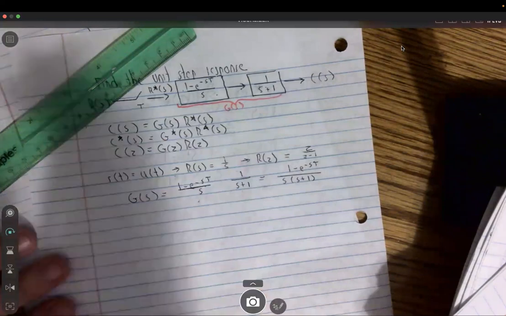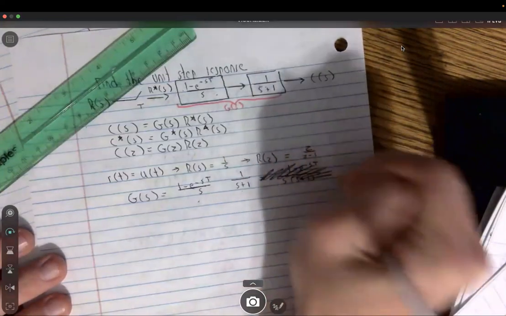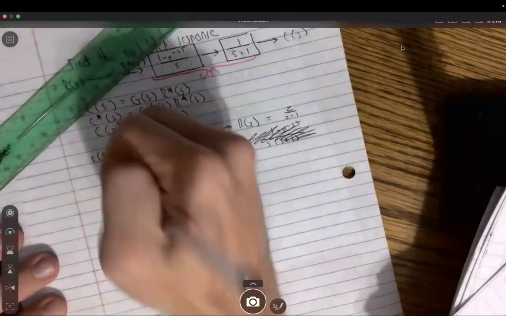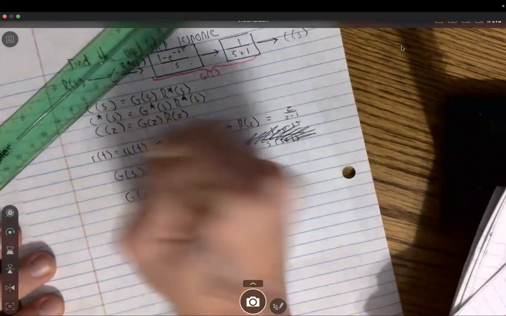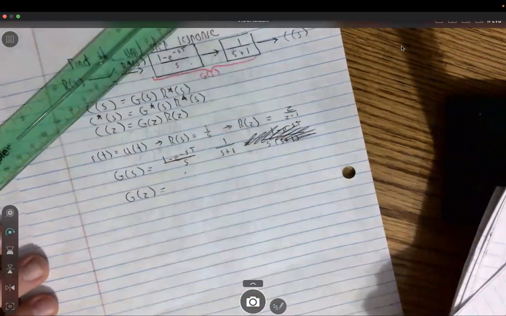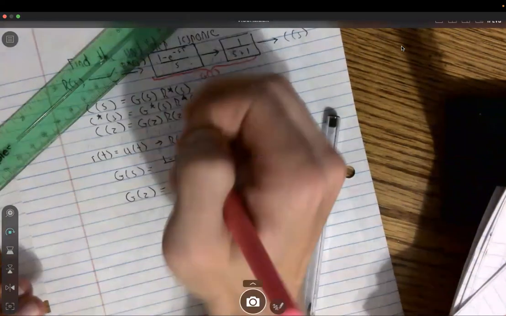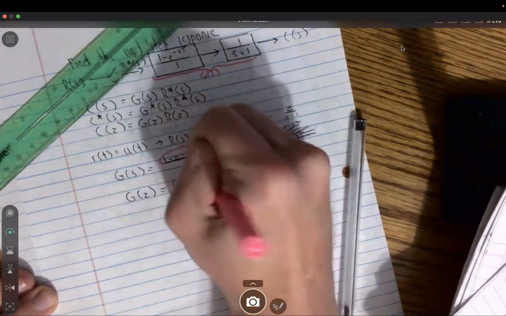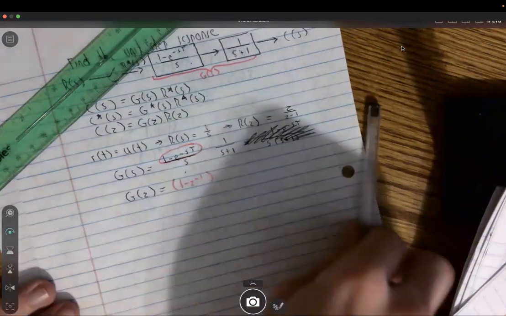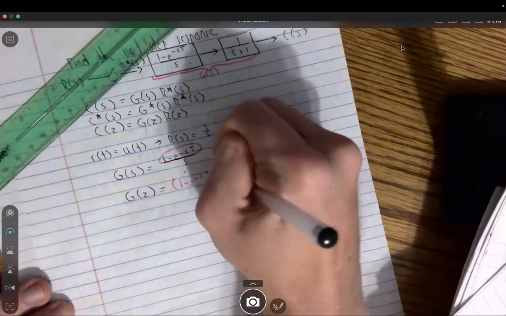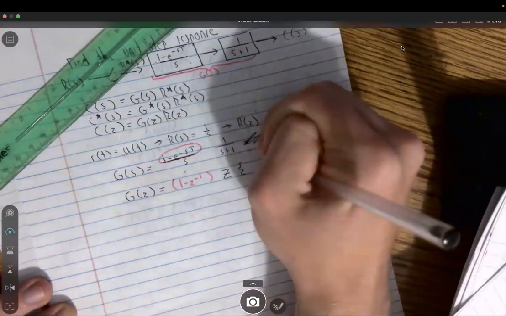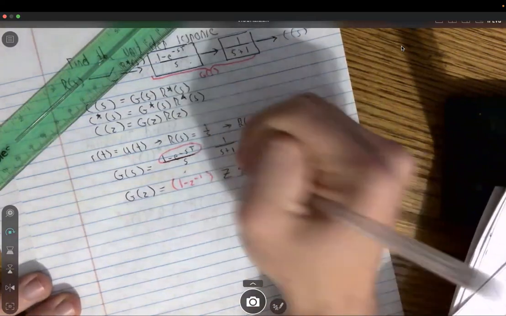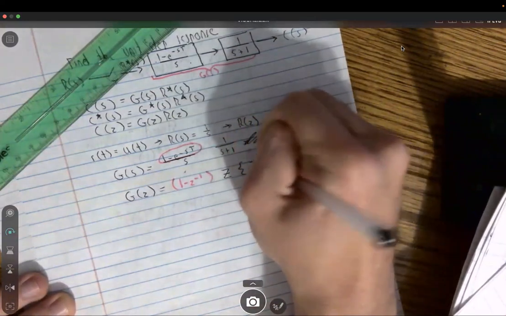But notice, oh, wait. Remember I told you guys a trick real quick? When you have your G of Z, it's going to be equal to this term contributes the 1 minus Z to the negative 1, correct? And then you have to find the Z transform of your Gp of S, which is 1 over s plus 1, and then multiplied by s. So s times s plus 1.